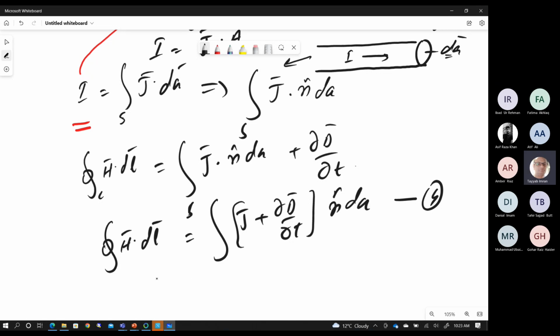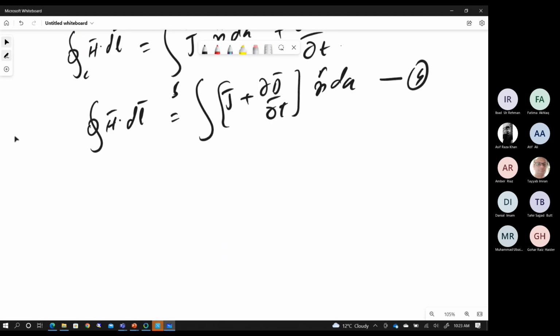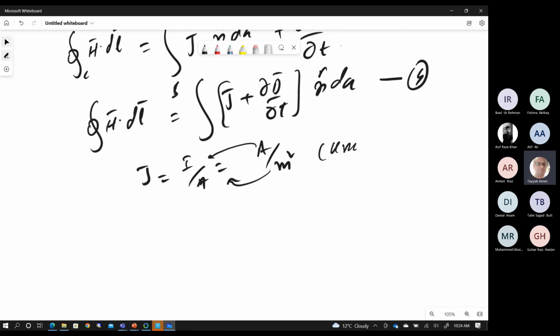And this current density actually is somehow important, and the unit for this current density is ampere over meter square. Amperes for the current and meter square for the area. So the unit of current density is ampere per meter square.